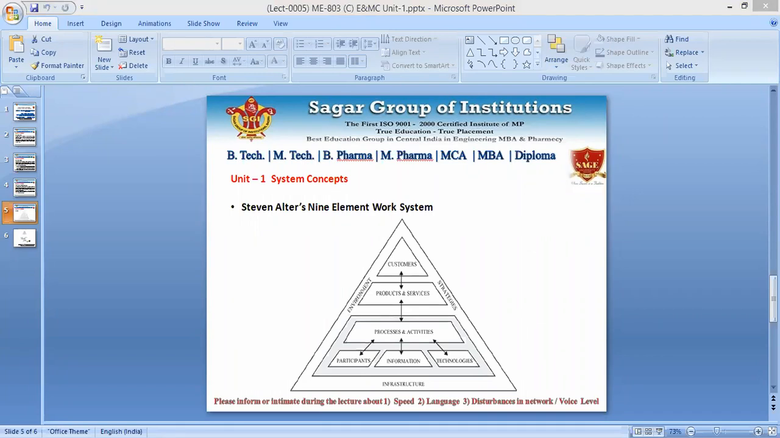इस डायग्राम को हम देखें तो इंफ्रास्ट्रक्चर है, पार्टिसिपेंट्स हैं, इंफॉर्मेशन है, टेक्नोलॉजीज हैं, प्रोसेसेस एंड एक्टिविटीज हैं, देन प्रोडक्ट सर्विसेज एंड कस्टमर्स हैं फाइनली। और एक तरफ एनवायरनमेंट लिखा और एक तरफ स्ट्रेटेजीज लिखे। Now what is that, let us understand together. The central idea in a work system theory is a natural unit of analyzing the things about the system in a particular organization.